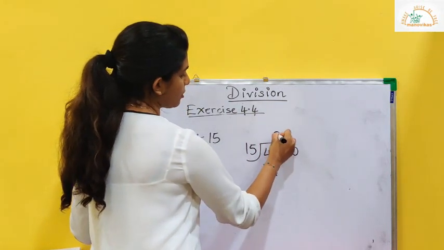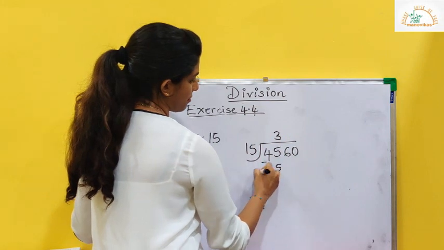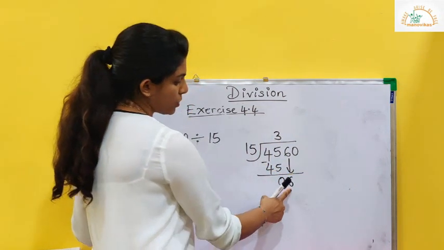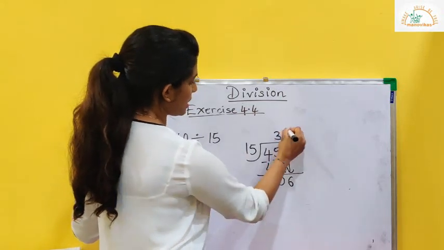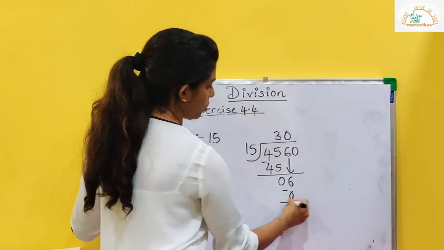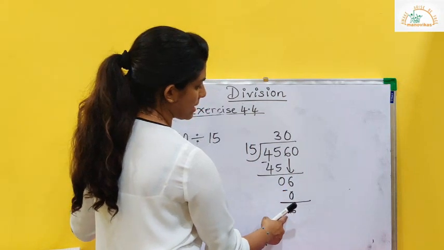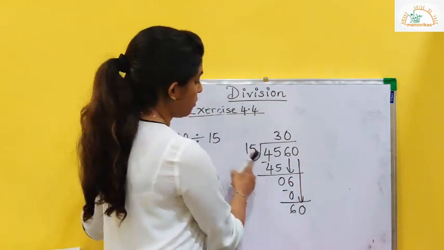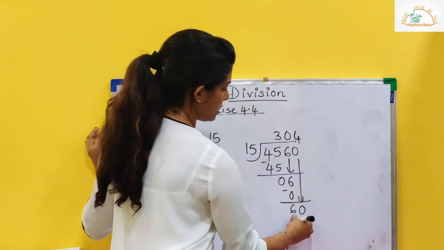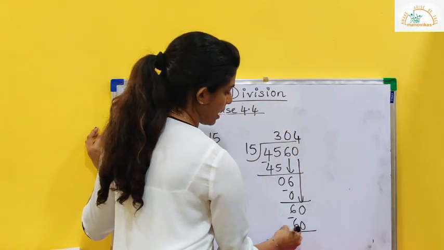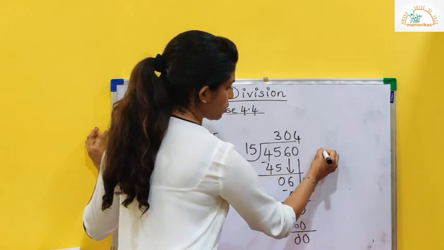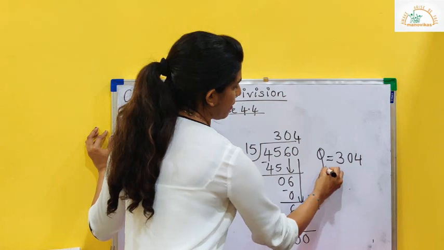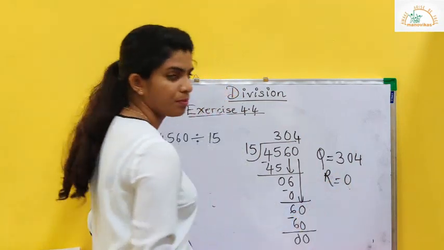Now, 15 3s are 45. So this is 0. I bring down 6. Now if you see here, 6 is smaller than 15. So 15 zeros are 0. 6 minus 0 is 6. Now I bring down 0. It becomes 60. Now 15 4s are 60 and the remainder is 0. So here the quotient is 304 and the remainder is 0.